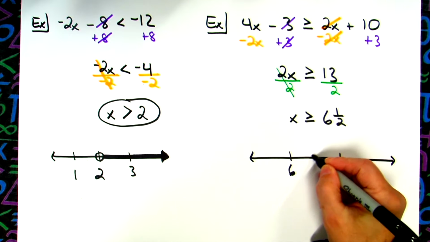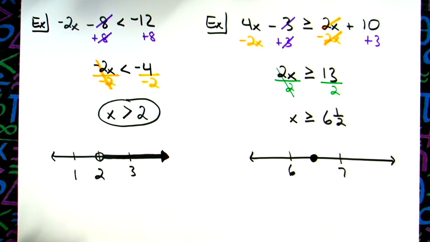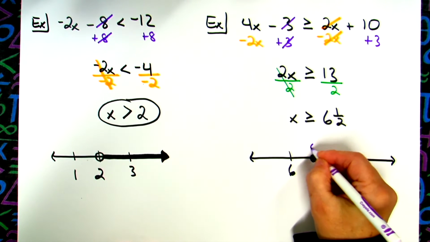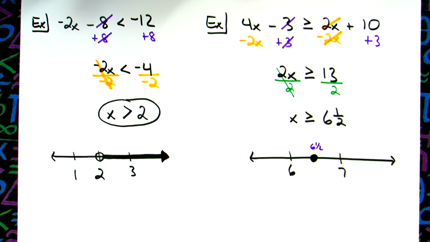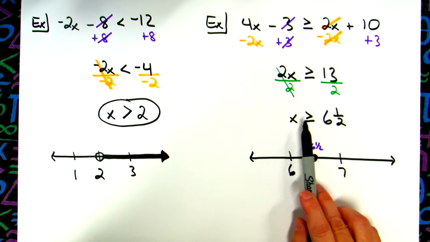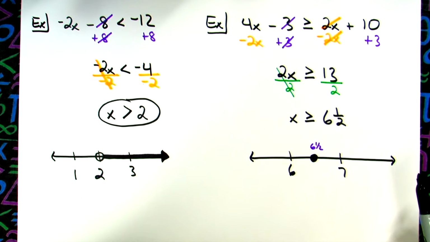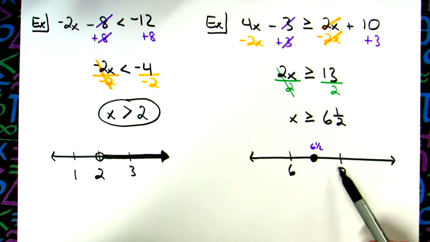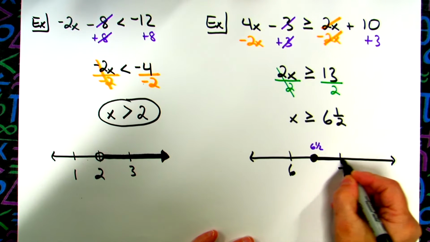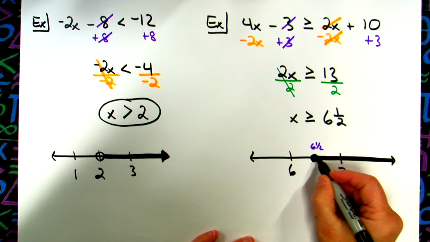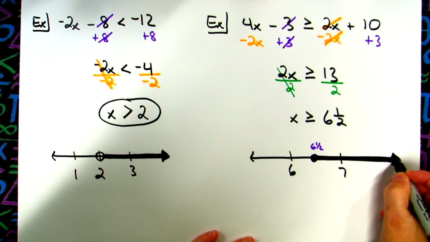Closed dot. I'm not overly concerned about labeling that, but if you want to label it 6 1/2, you can. If you do, just don't put a hash mark. I just put the dot on there because your hash marks on a number line represent your integers, and 6 1/2 is not an integer, so we don't want a hash mark there. Now this says x is greater than 6 1/2. What are the numbers that are bigger than 6 1/2? 7, 8, 9. So we're shading to the right. And depending on how long you make your number line is how much you have to shade.